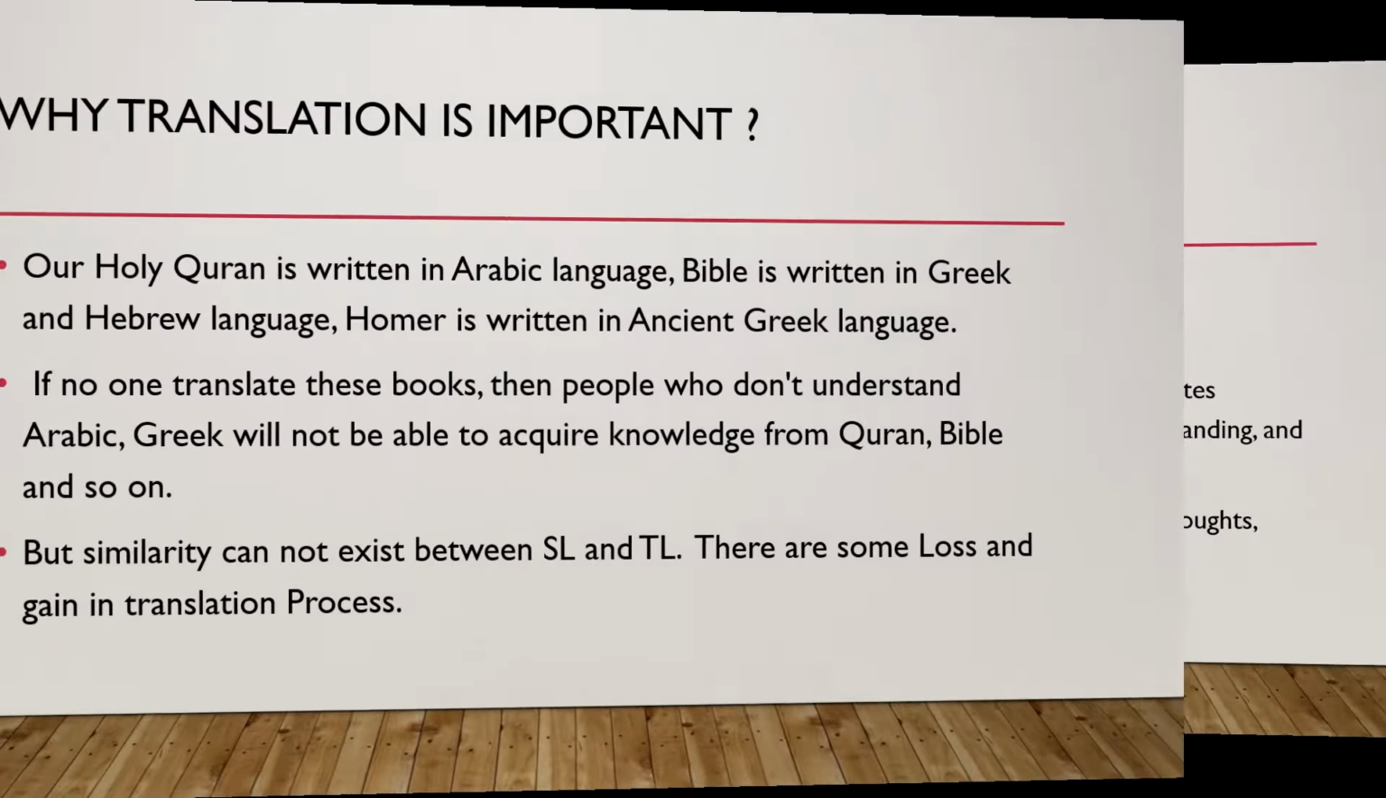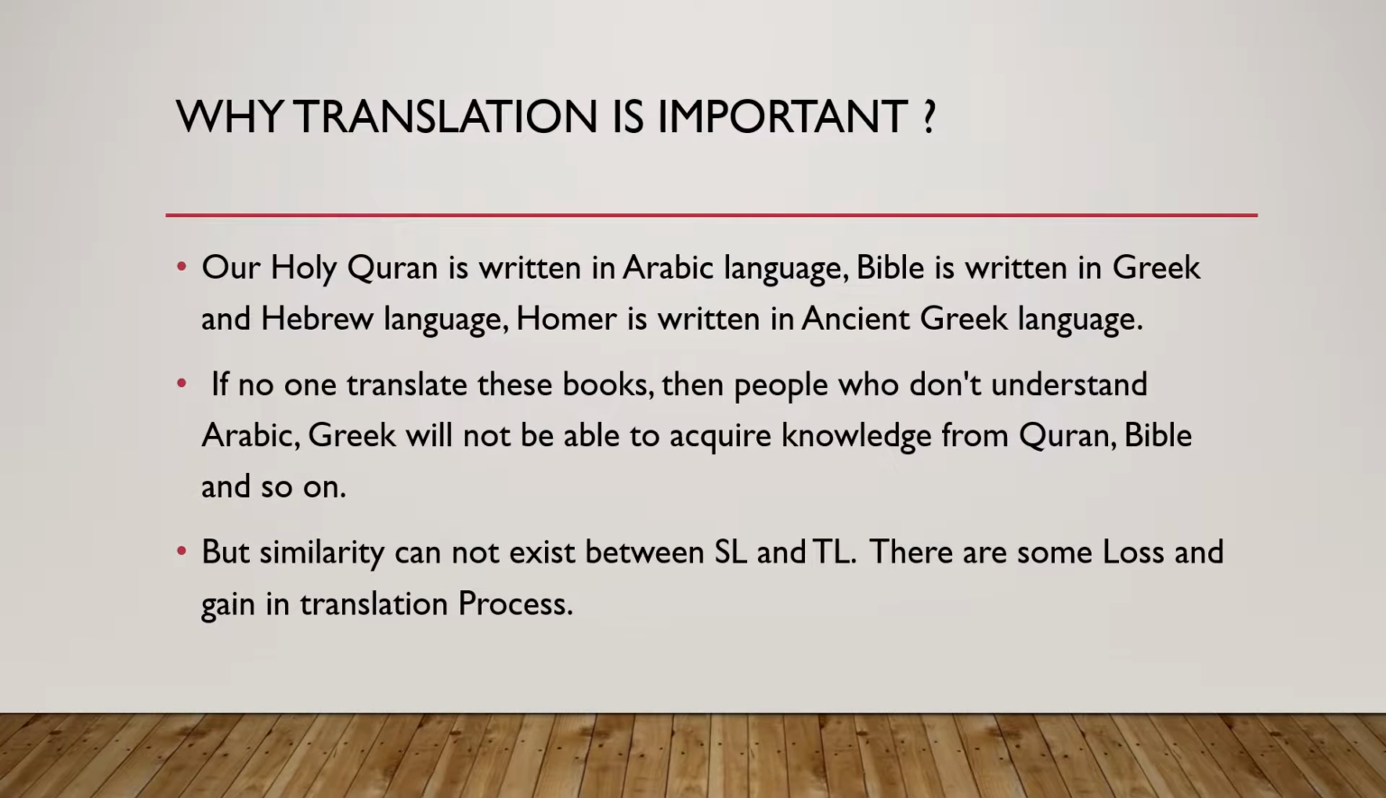Our Holy Quran is written in the Arabic language, the Bible is written in Greek and Hebrew, Homer is written in ancient Greek. If no one translates these books, then people who don't understand Arabic or Greek will not be able to acquire knowledge from the Quran, Bible, and so on. But similarity cannot exist between SL and TL. There is some loss and gain in the translation process.